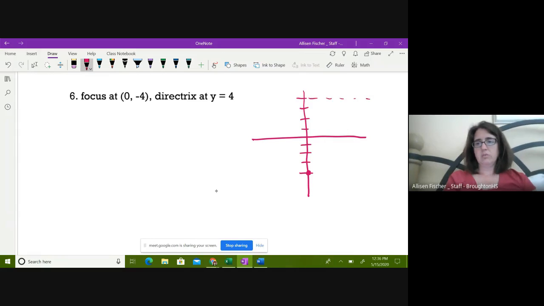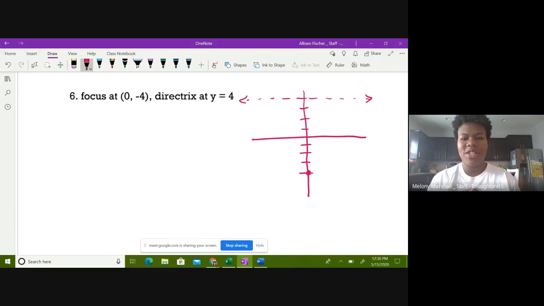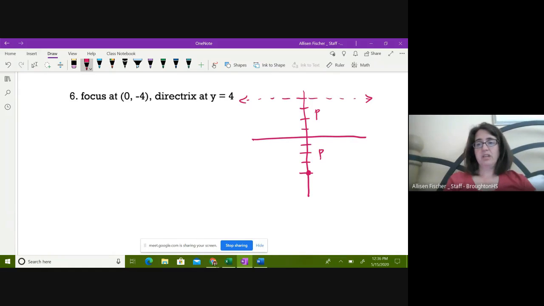You know what's really cool about this? There's some symmetry. Oh, they're p away on each side. 4 and 4, yeah, so it's at 0. So if we are p away on each side, that sounds funny, but the point right in between is going to be your vertex. So our focus was here. Halfway in between is going to be your vertex.